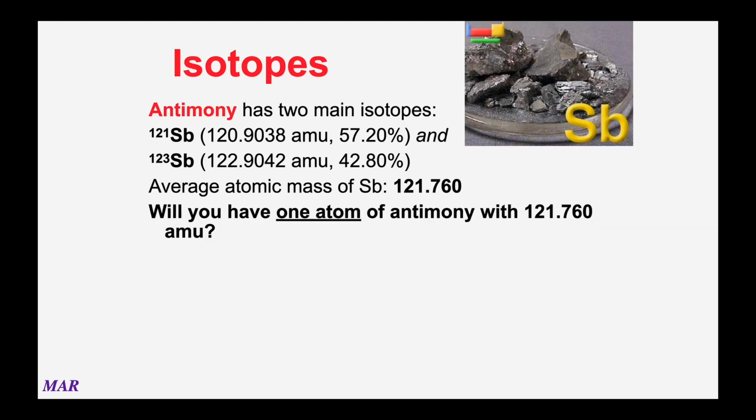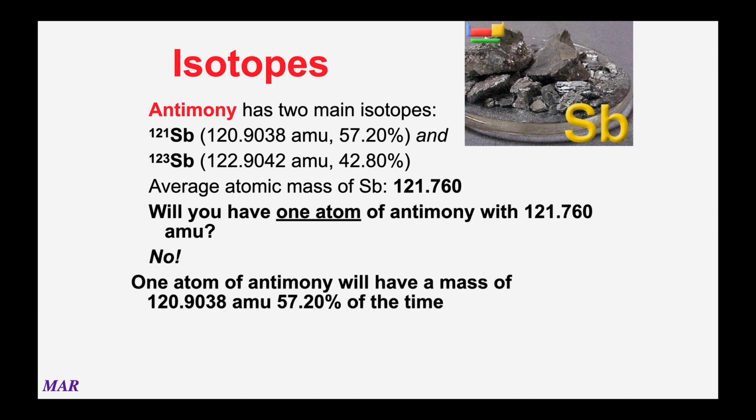Antimony, Sb, number 51, has 2 isotopes. First isotope, about 121 at 57.20%. Second one, almost 123 at 42.80%. Average atomic mass, 121.760. And this question is important. Will you ever have one atom of antimony with 121.760 AMUs? And the answer is a resounding no.